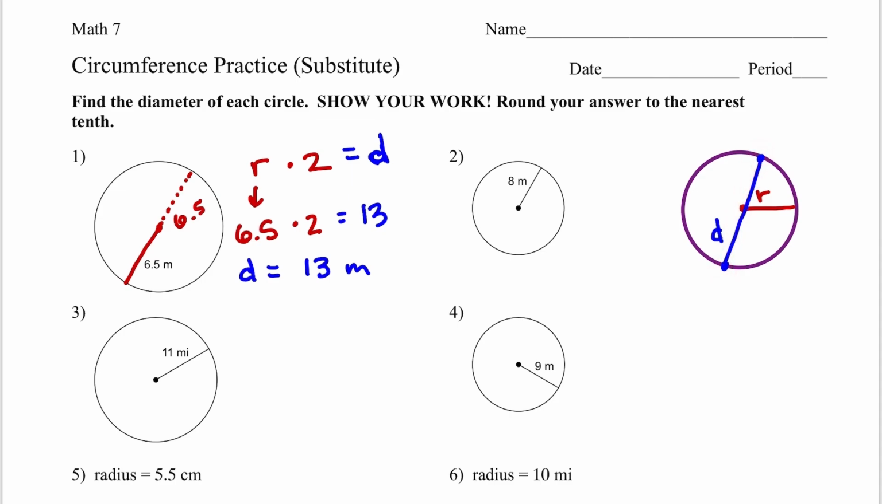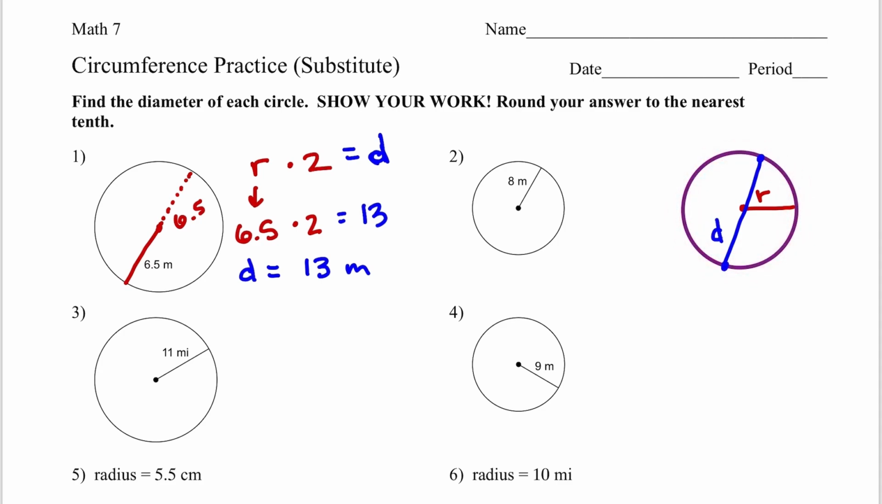The last measurable distance that we can talk about is the circumference. The circumference is the distance around the outside edge of a circle. It's also called the perimeter, but since circles are such special shapes, we give it a special name. The perimeter of a circle is called the circumference.